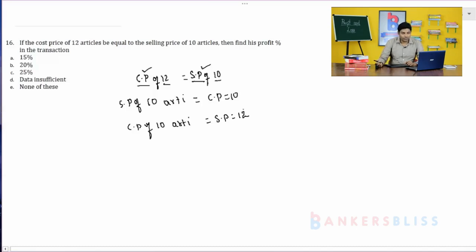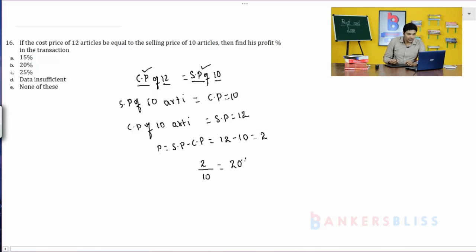Now you calculate the profit percentage. Now you got the cost price, you got the selling price. So profit is equal to selling price minus cost price, which is equal to 12 minus 10, which is equal to 2. So how much are you going to get the profit percentage? So 2 by cost price, that is 10, so 2 by 10, which is equal to 20%. So 20% profit you got in this transaction. Very simple, you interchange the values.